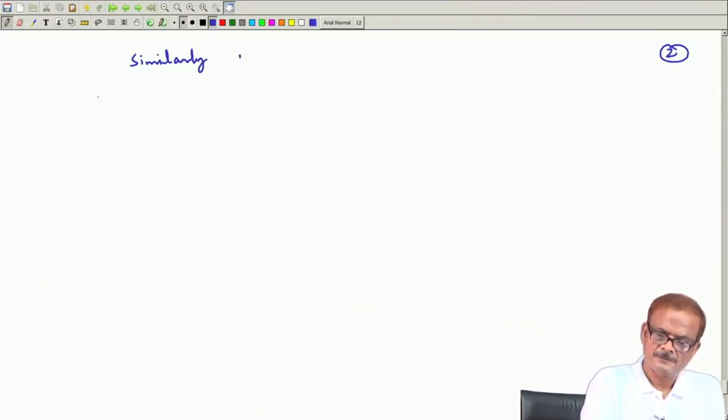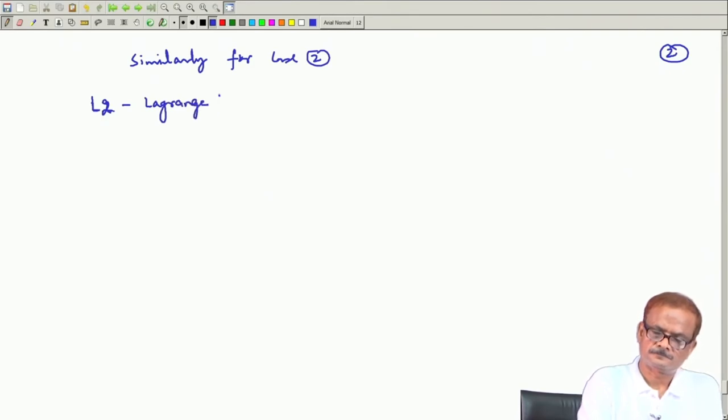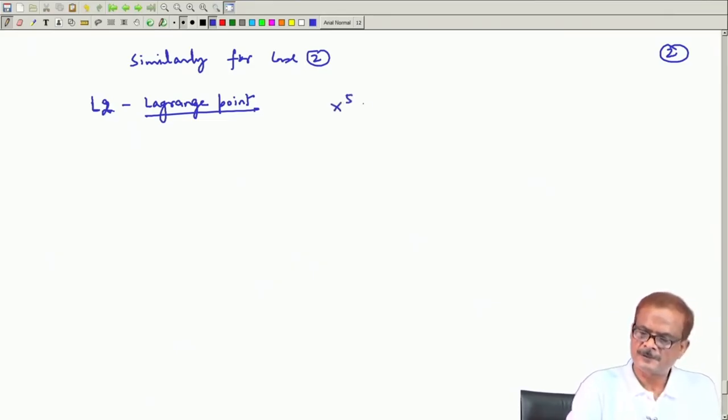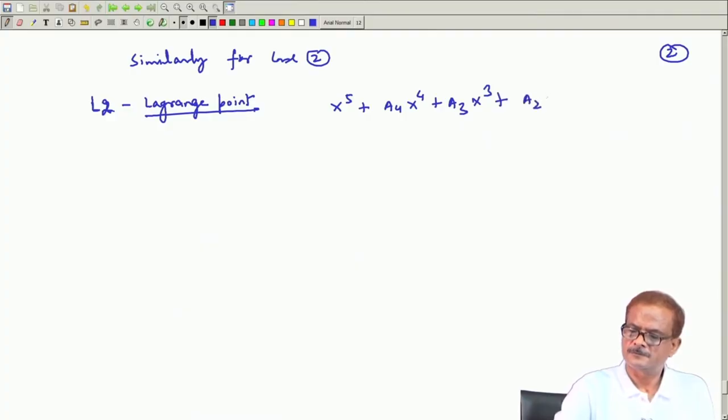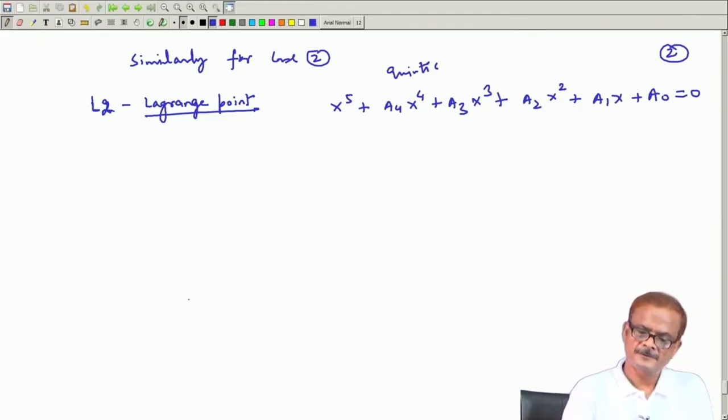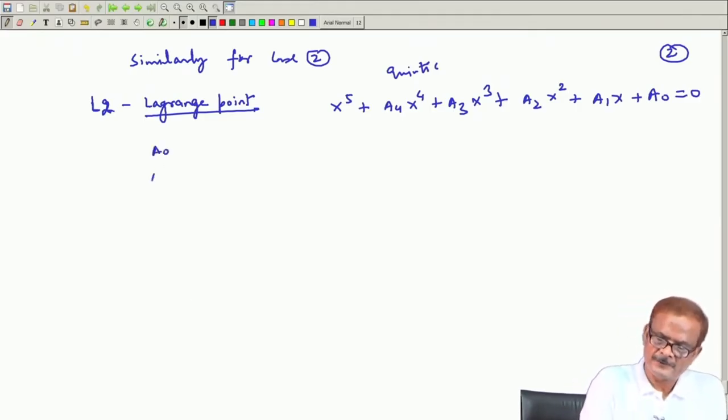Similarly, for case 2, which we have taken as the L2 point, the same kind of equation we have to write here, a4 x to the power 4, a3 and so on. So, this is again a quintic and we solve it, where we have to define all these quantities.